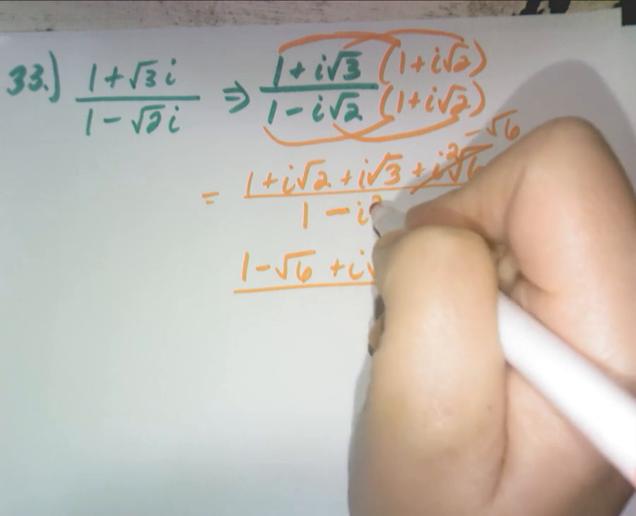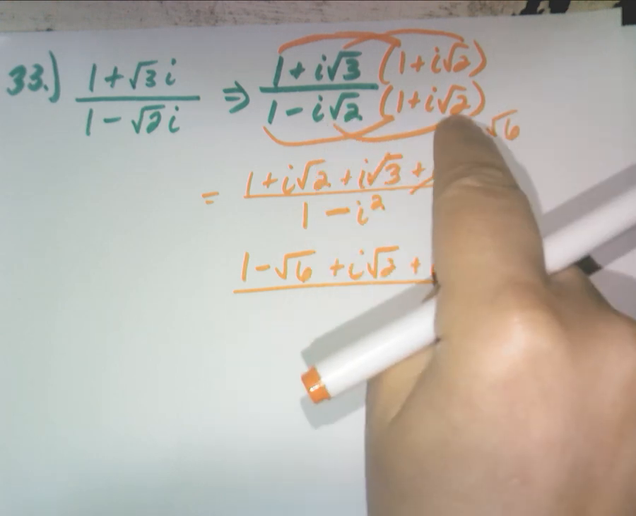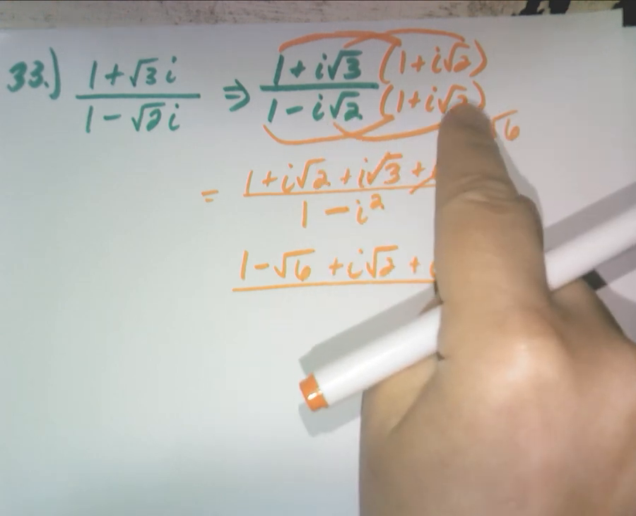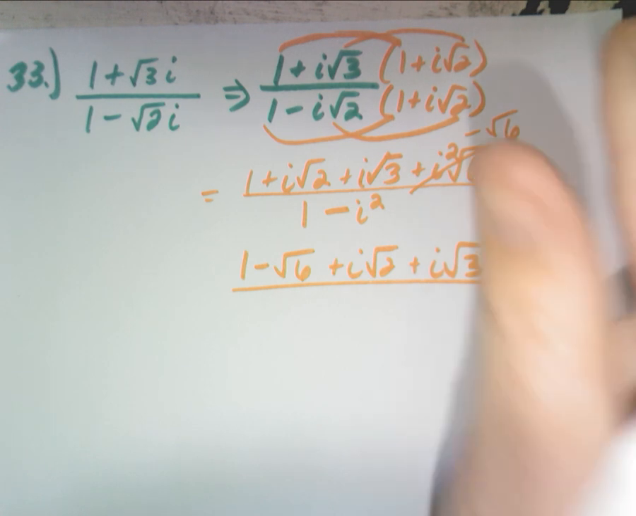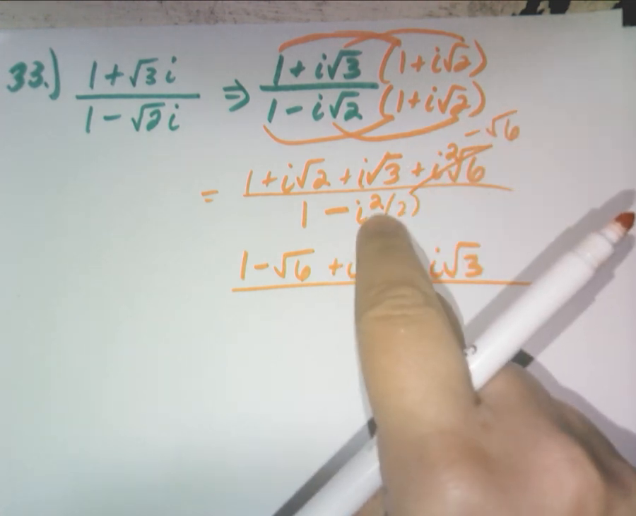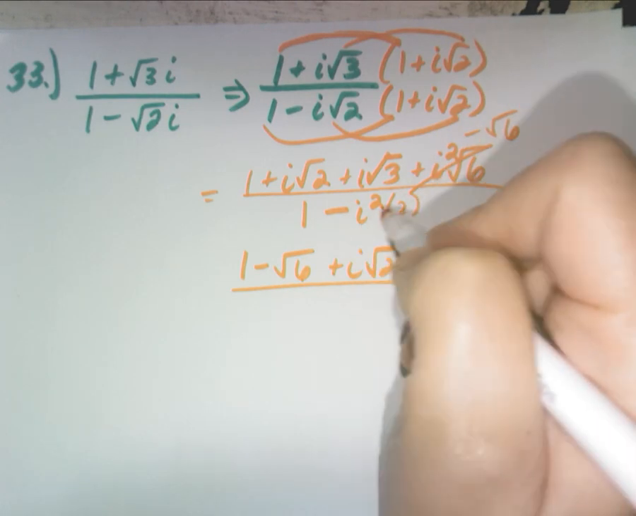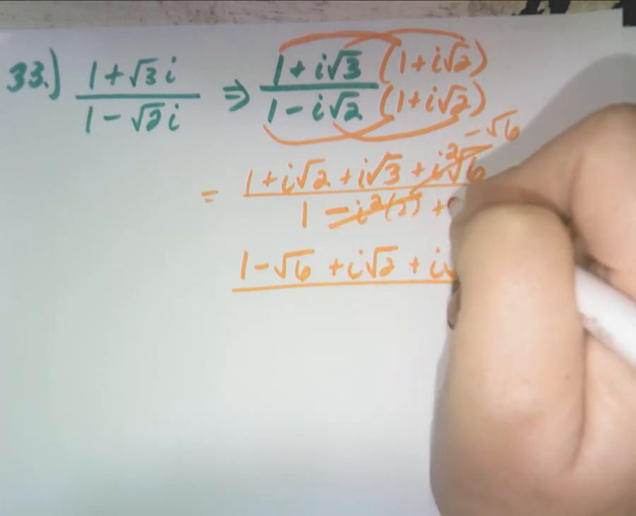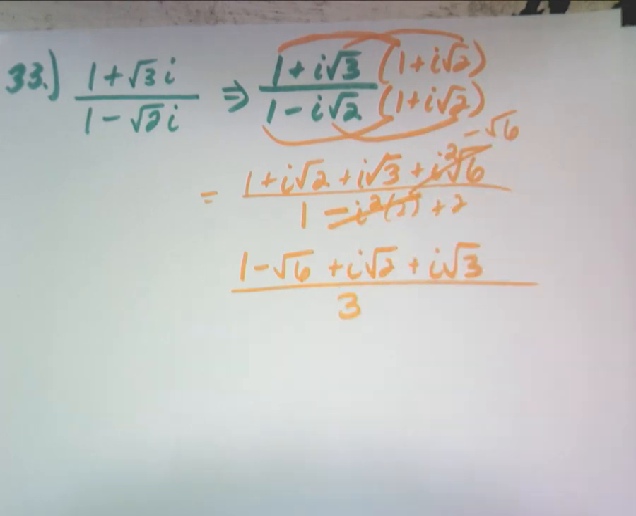So 1 times 1 is 1, minus times a positive is minus, i times i is i squared again. And then what's square root of 2 times square root of 2 become? 2. Right? The square root of 4, which is 2. So I'll put 2 right here. And again, i squared is negative. So this really is just what? Positive 2, which is 3.